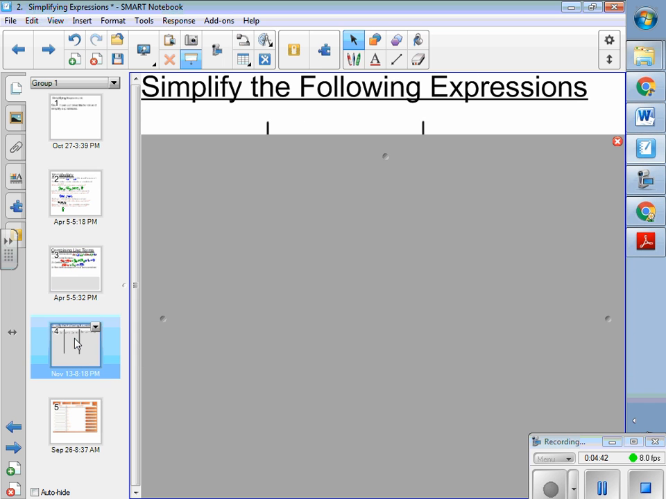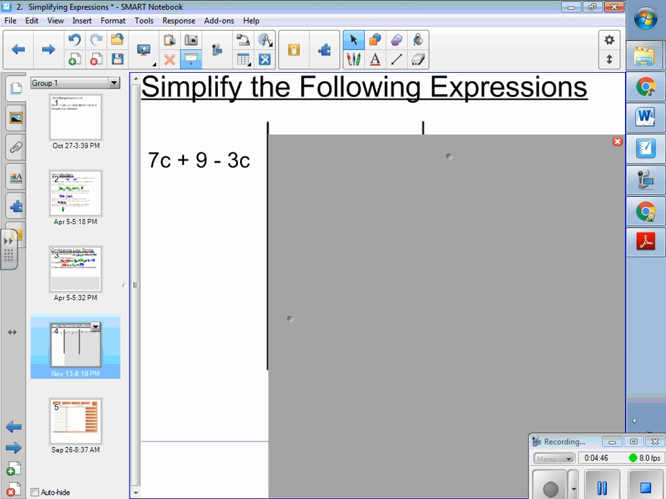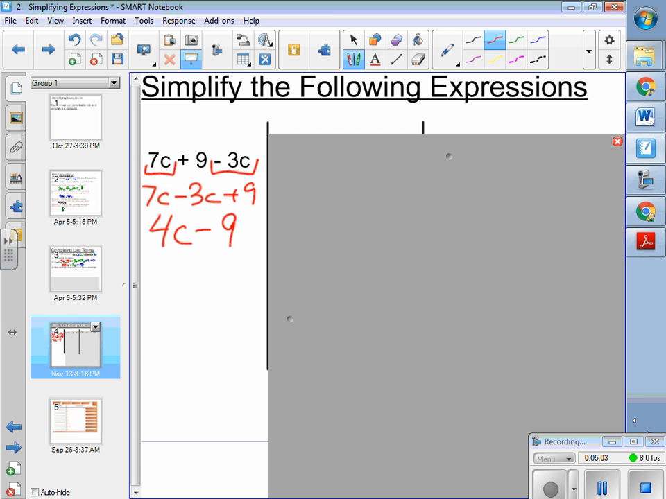All right, now we're going to simplify our expressions. Again, it's helpful to go through and identify. We've got 7c minus 3c minus 9. 7c minus 3c is 4c minus 9. I cannot combine 4c and 9 because 9 does not have the variable c. So I am complete.